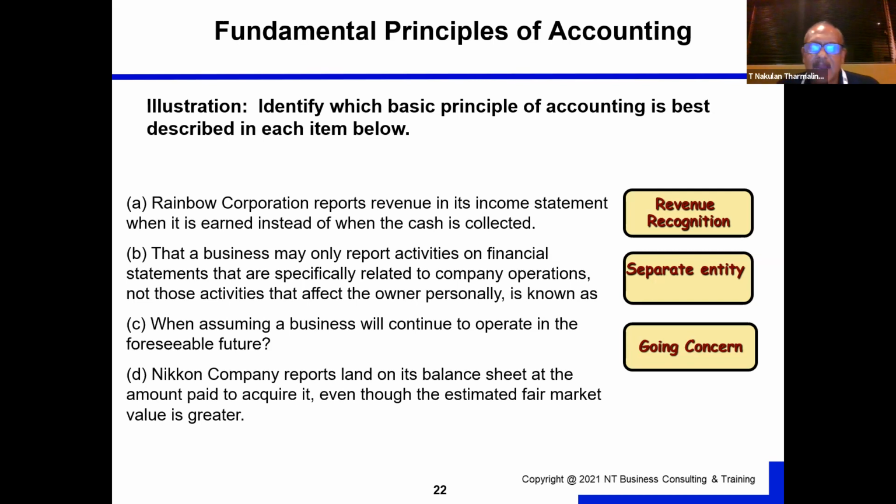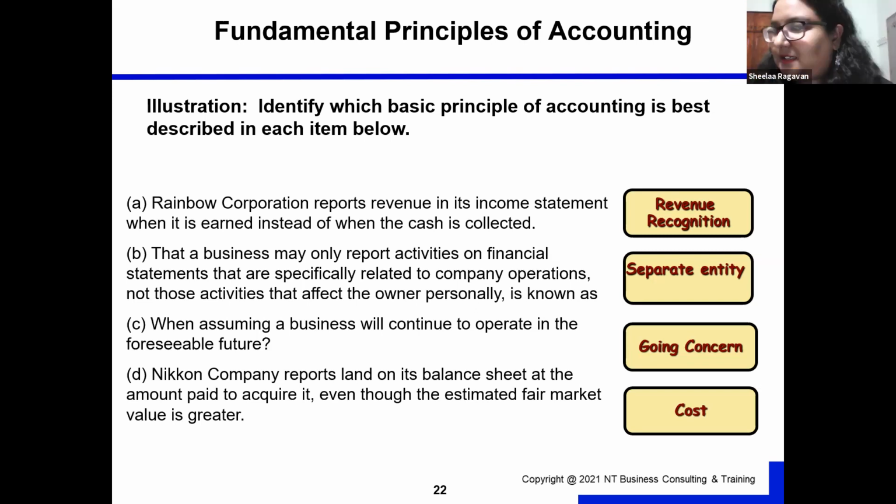A company reports land on its balance sheet at the amount it paid to acquire it, even though the estimated fair market value is greater. So if you record it at what you paid for it, what concept are we using? What is the actual transaction that took place? Matching principle? No. What is the actual amount you paid for? Oh, Celestina says cost principle. Yeah, cost principle. Okay, just a little bit of recap of what we've done.